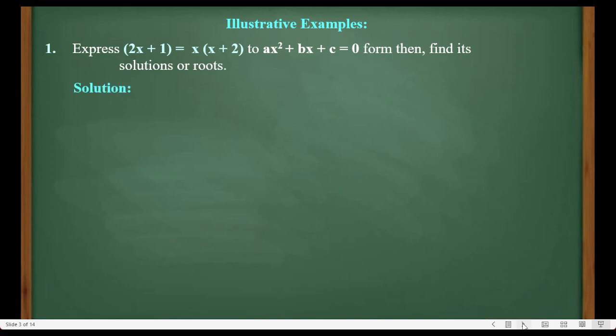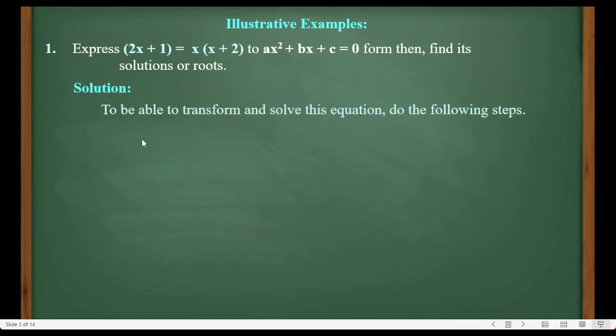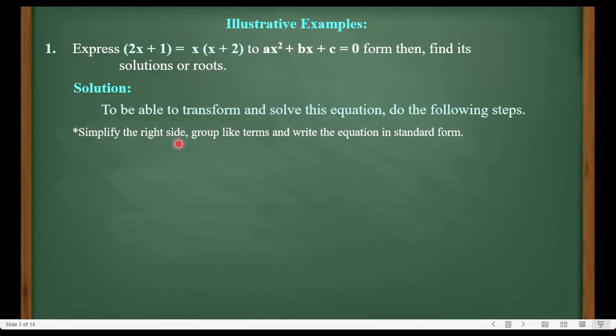So for our solution, to be able to transform the given equation like this and solve it afterwards, we must follow the following steps. And these are: simplify the right side by performing the indicated operation, of course. Then group like terms and rewrite the equation in standard form. And these are the actual steps to be carried out.